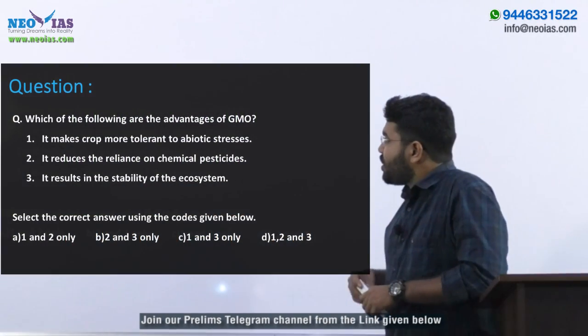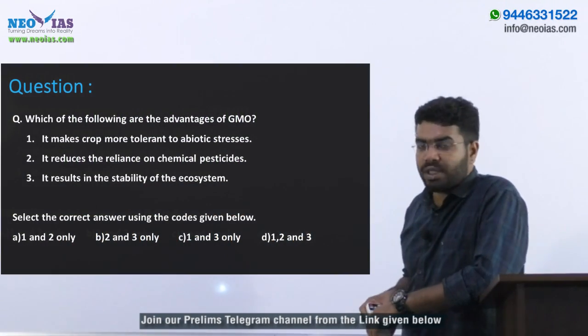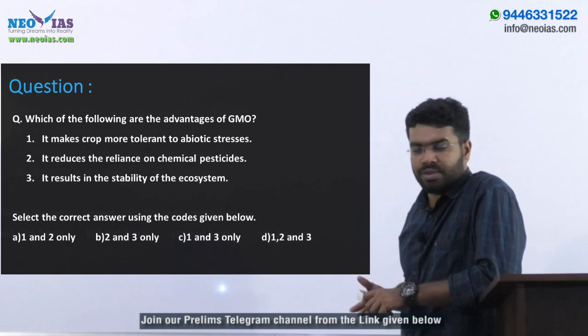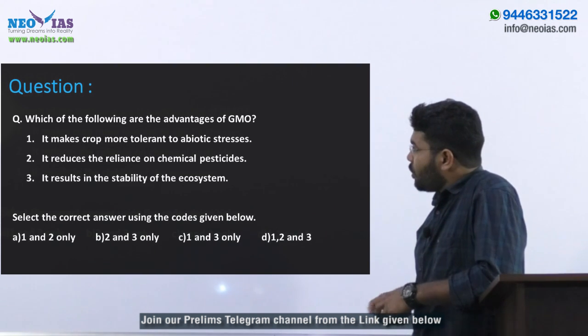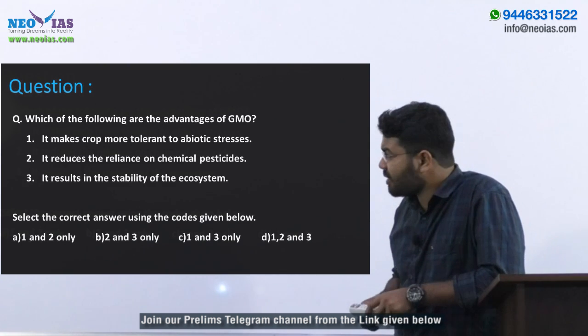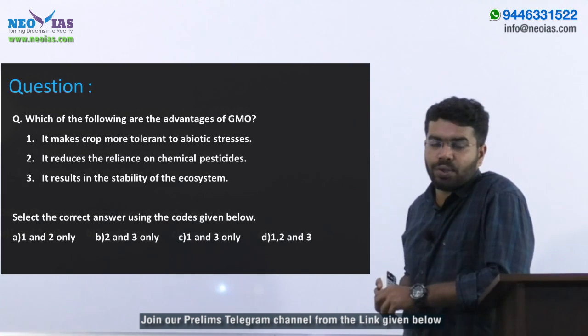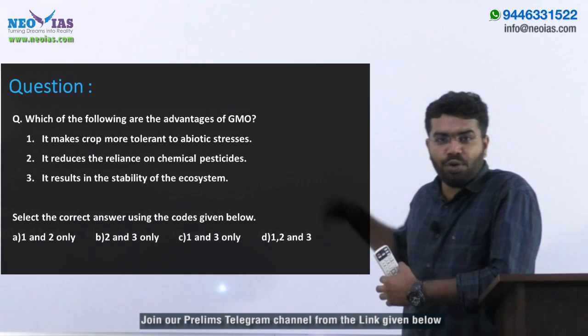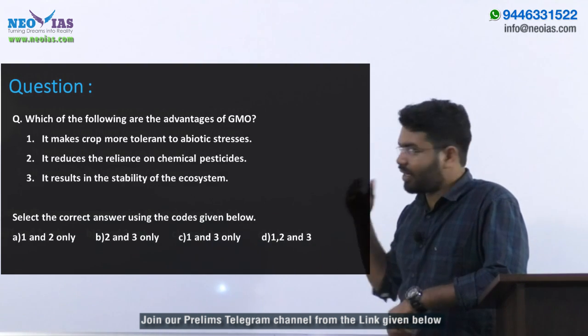Read the next question. Which of the following are the advantages of GMO, genetically modified organisms? It makes crops more tolerant to abiotic stresses. It reduces the reliance on chemical pesticides. It results in the stability of ecosystem. Now, viewing this question, we feel all the statements are correct here.